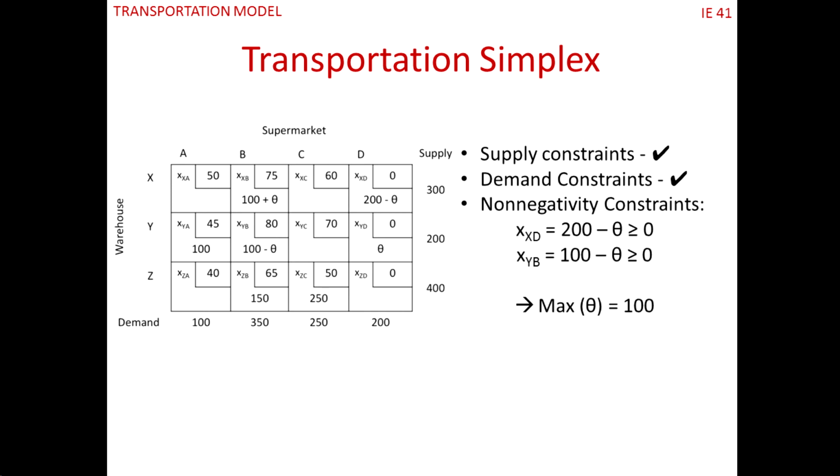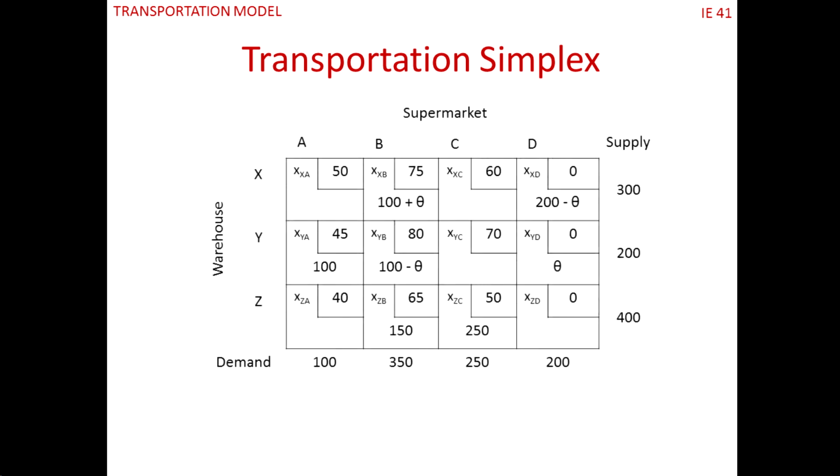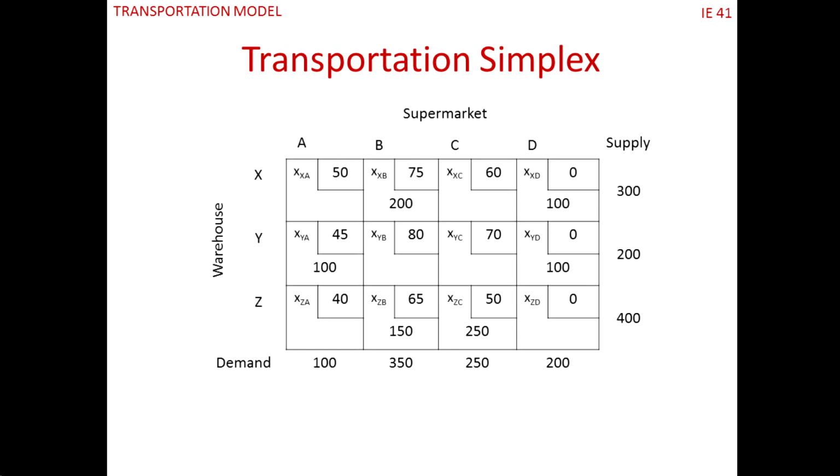We redraw our tableau to reflect the changes. Notice that xyb became the leaving variable when xyd entered. To check whether this tableau is optimal, we use the method of multipliers again to see if there will still be an entering variable. Since all the values for the nonbasic decision variables are non-positive, this solution is optimal.